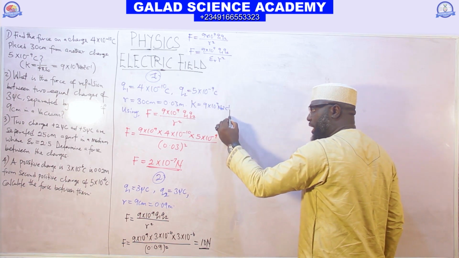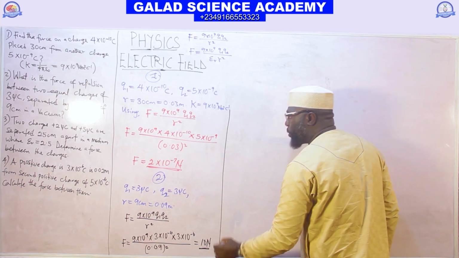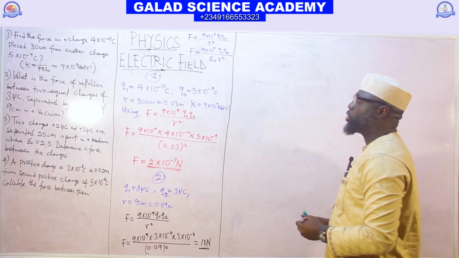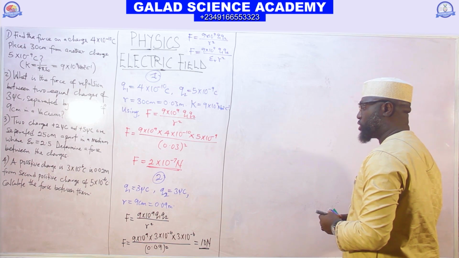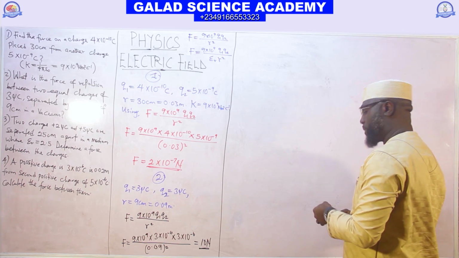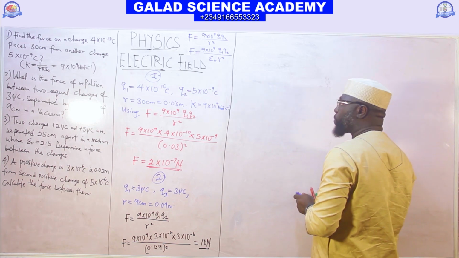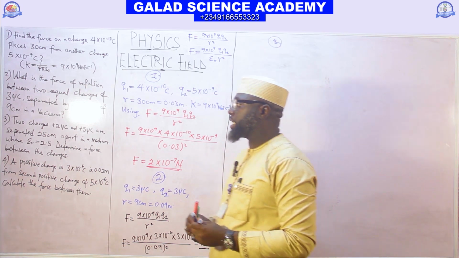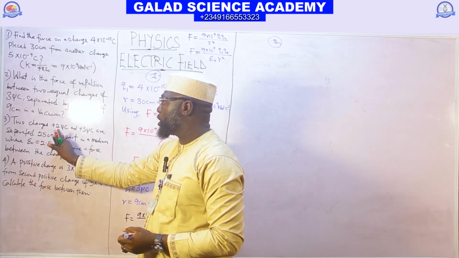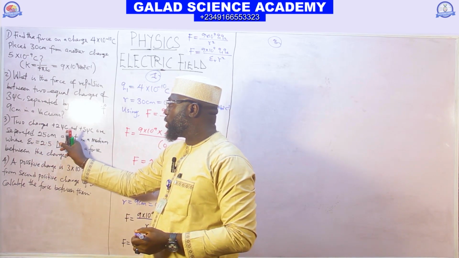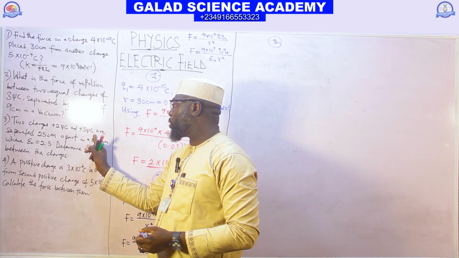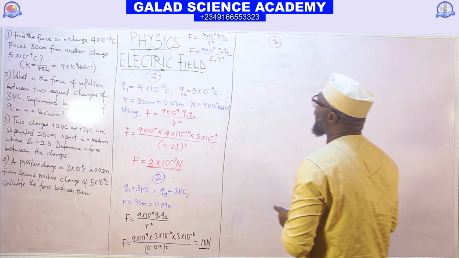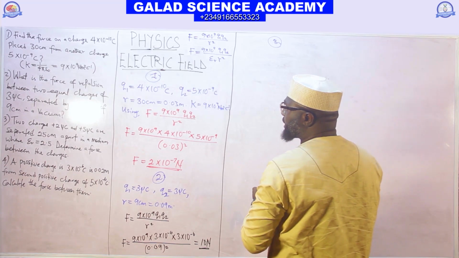The final answer there should be what? 10 Newton. So let's solve this third question. The third question said that two charges, plus 2 microcoulomb and plus 5 microcoulomb, are separated by 25 centimeter.